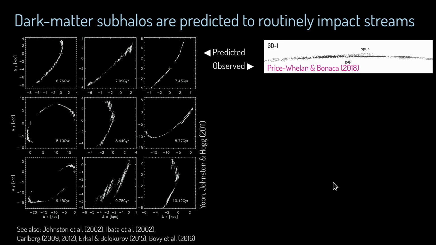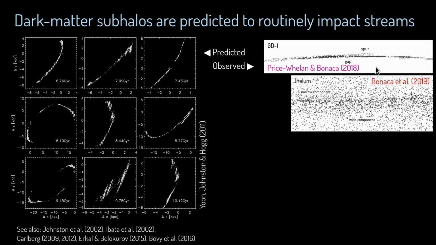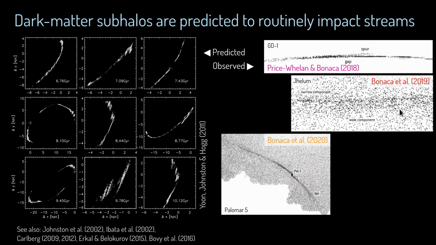We saw the GD-1 detection in 2018, and then we just decided to follow the blueprint and look at other streams. So in the Jhelum stream, we also found unusual structure, that there is a narrow component and a broader component, which is not predicted in models. In Palomar 5, we had another look with the Dark Energy Camera, deeper imaging, to find that the stream fans out on one end, has density variations, a big underdensity over here, another one over there.